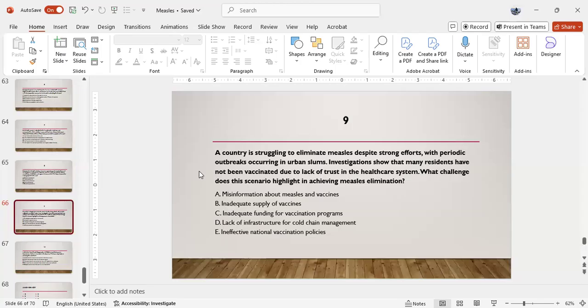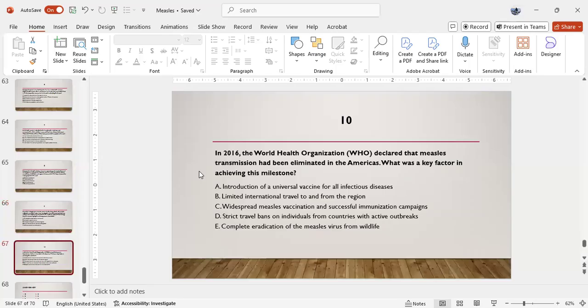A, Charlie. The correct answer is alpha. In 2016, the World Health Organization declared that measles transmission has been eliminated in the Americas. What was a key factor in achieving this milestone?